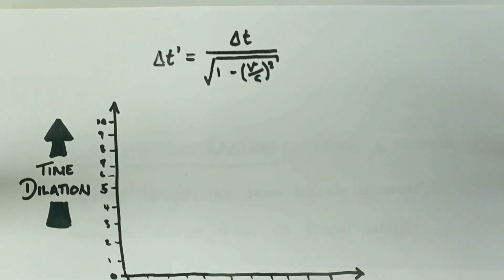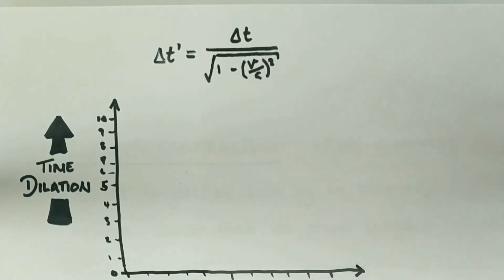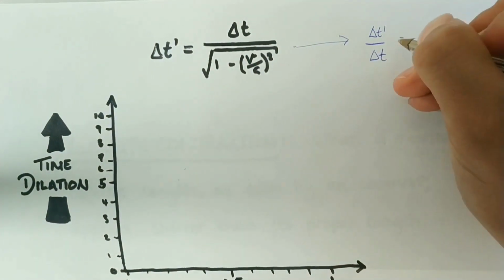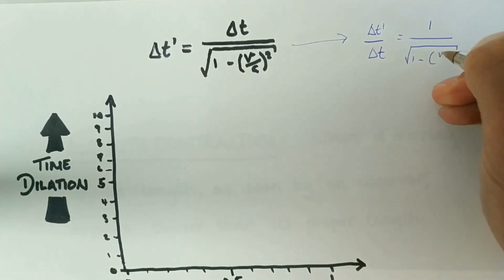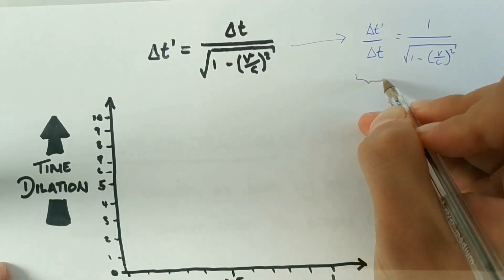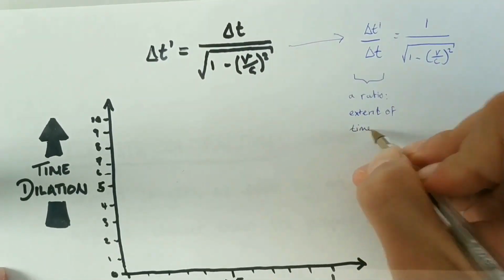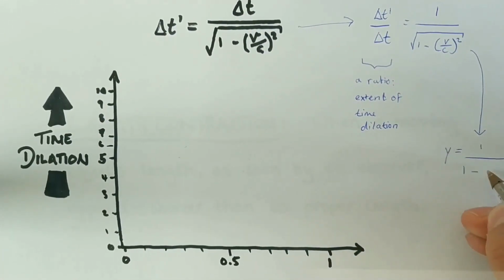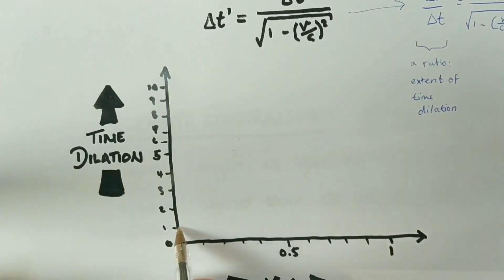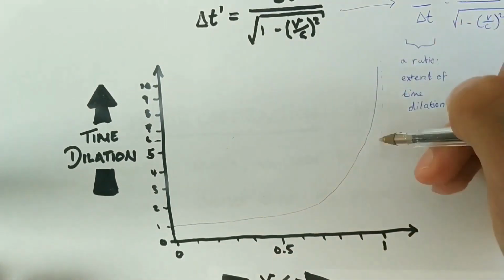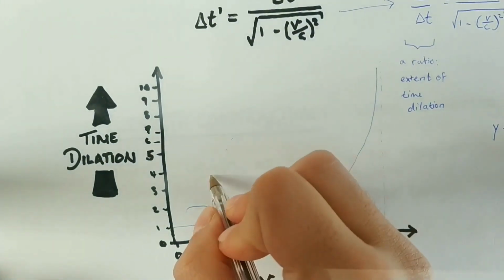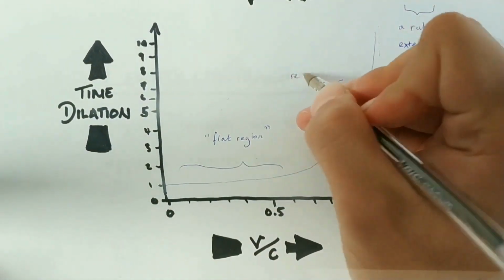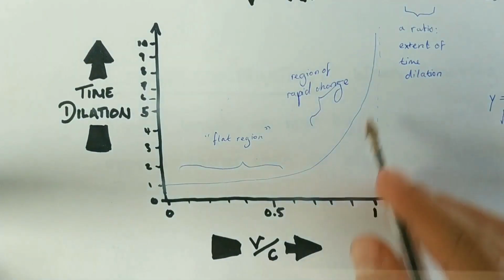Now, what would the time dilation equation look like on a graph? In order to do this, we need to rearrange the equation so that T prime over T is equal to 1 over the square root of 1 minus (V over C) squared, where T prime over T is the time dilation in fractional form. Now we can plot this time dilation against the ratio of V over C. When we do this, we notice that there is a flat region at relatively low speeds, but past 0.5, where we are moving closer to the speed of light, there is a rapid increase in time dilation.